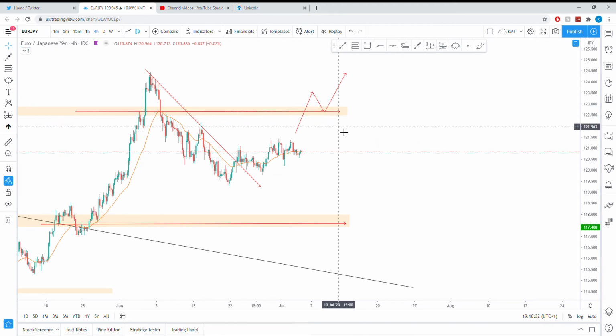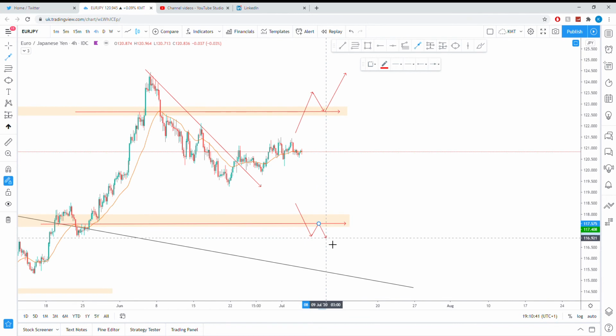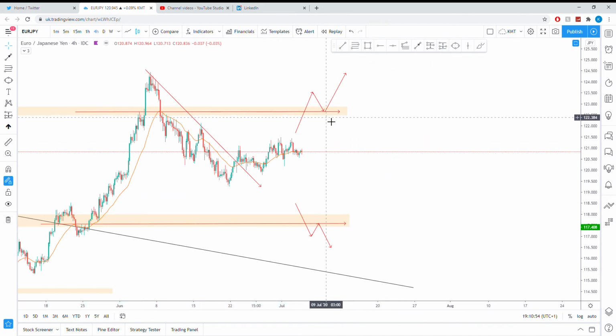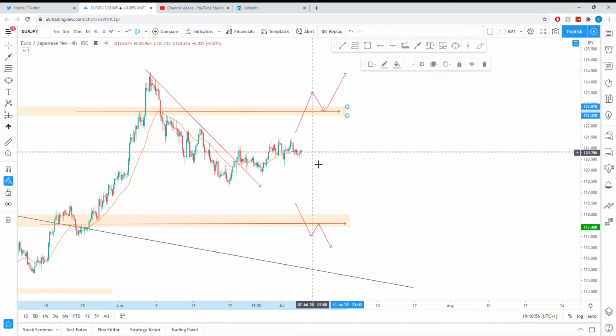If I do get any lower, then I'll be looking to sell, and it would only be if it crosses this line here, this structure, and it pushes lower here. So this range is quite a big one. This is at 117.996, so we'll call that 118 to 117.4. I will take a sell if we get that strong closure.